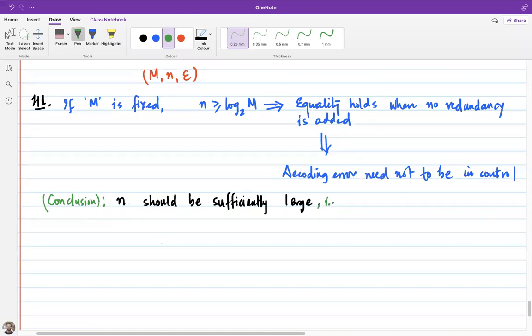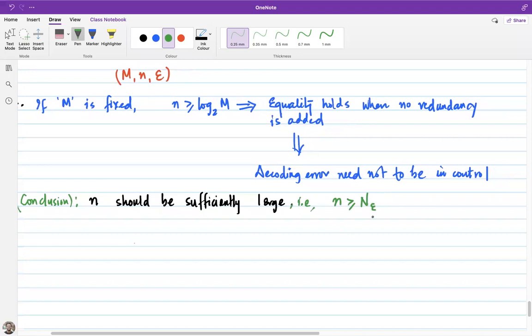For example, it should be something like this: n should be greater than something like N of epsilon. Note that this capital N of epsilon is actually just a constant, depending on epsilon.